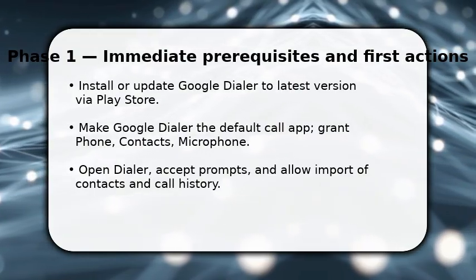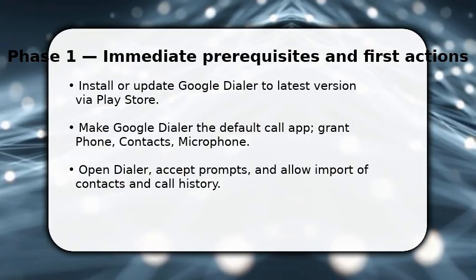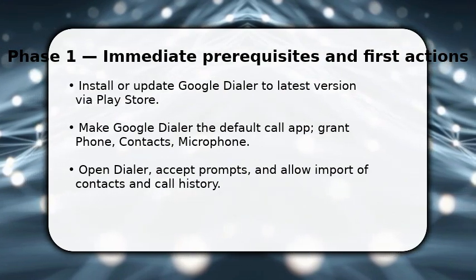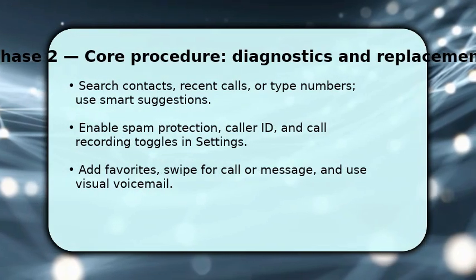Make sure to confirm notification access for voicemail alerts. These initial steps get the dialer ready. They remove obstacles, so you can use advanced features. You now learn to navigate the core interface.